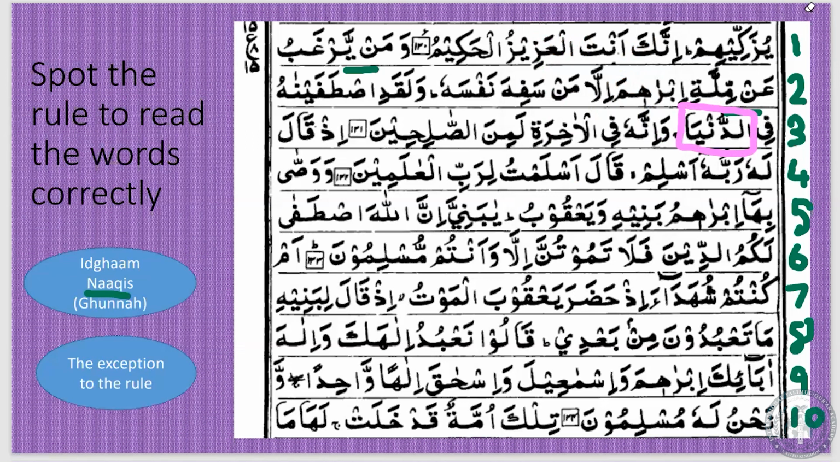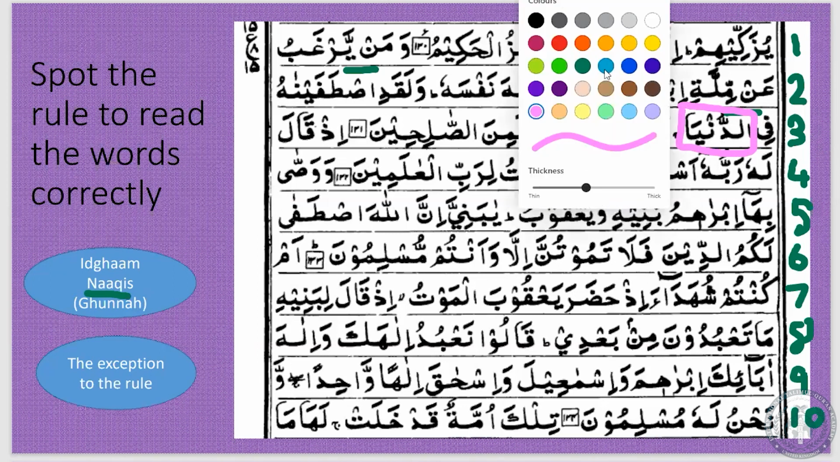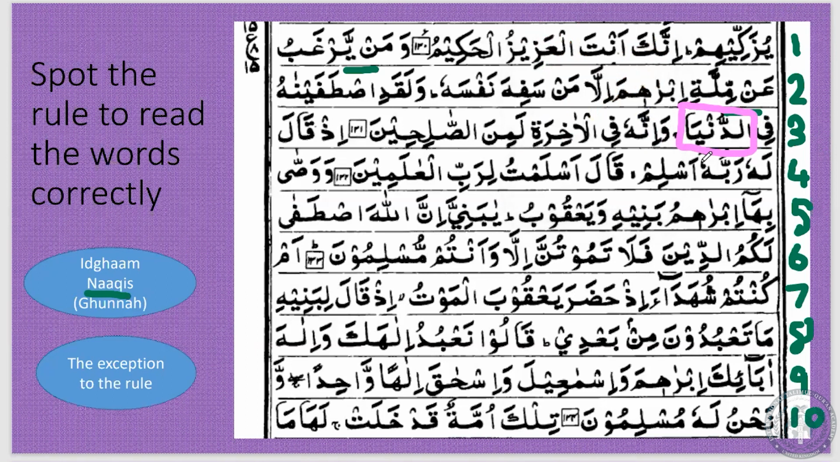Remember I said that there's about 4 words in the Quran where the noon sakin is followed by a ya, but it's not a ya mushaddad. So we just read it Izhar. We don't read it idgham. We just say fid dunya. Can you say that? Fid dunya. Okay, but let's carry on our search.